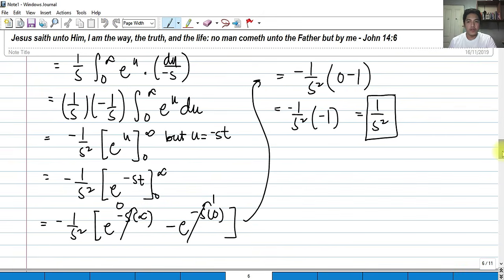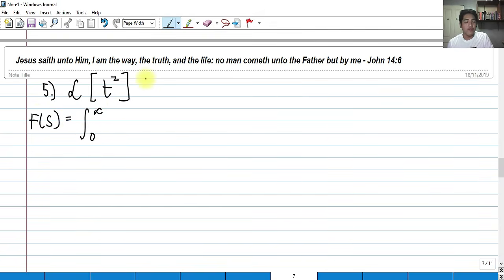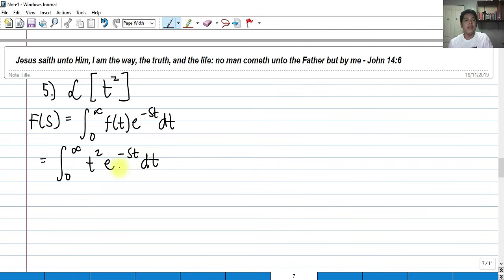Okay, so let's try to solve another problem. Number 5. Let's take the Laplace transform of t squared. A while ago, we solved the Laplace transform of t. Now, we get the Laplace transform of t squared. Again, the formula for the Laplace transform F of s is the integral from 0 to infinity of f of t multiplied by e raised to negative st dt. So simply substituting, we have the integral from 0 to infinity of t squared multiplied by e raised to negative st dt. And again, this is integration by parts.